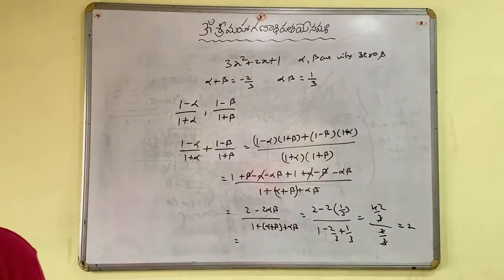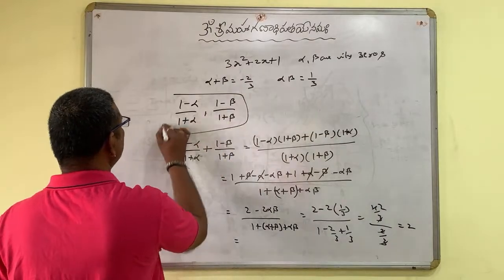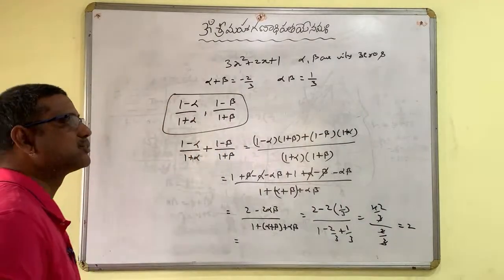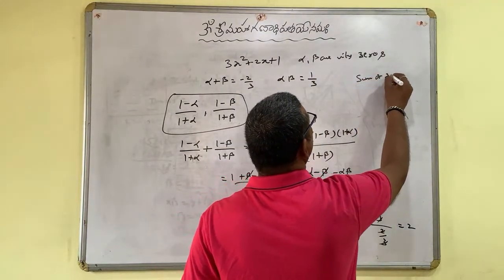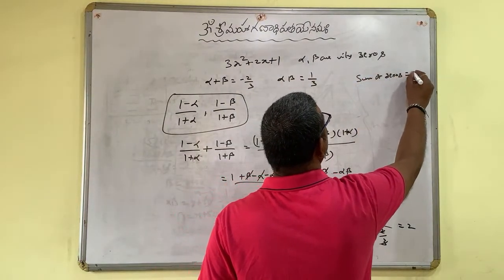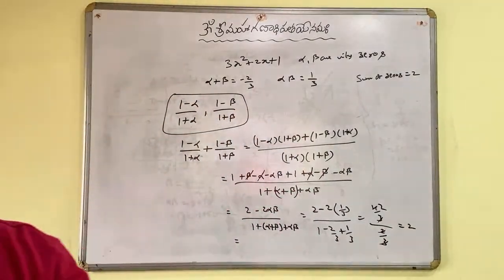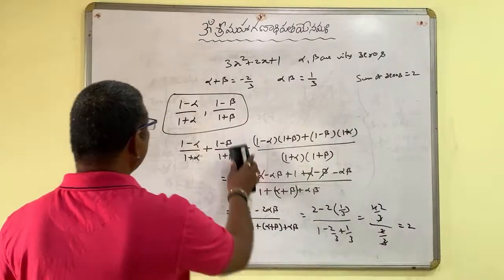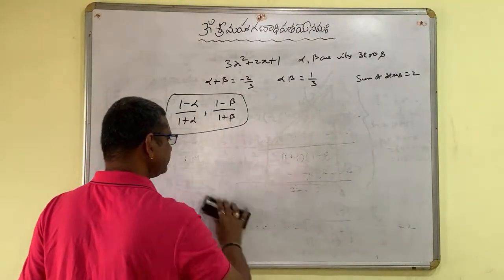So that is the sum of zeros. When we add these two, we are getting 2. Sum of zeros of the new polynomial is 2. Now product of zeros. We will multiply them.